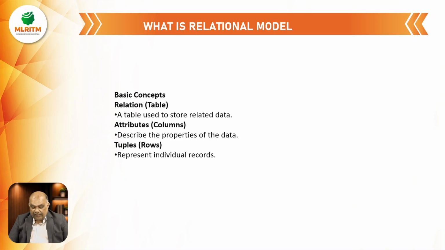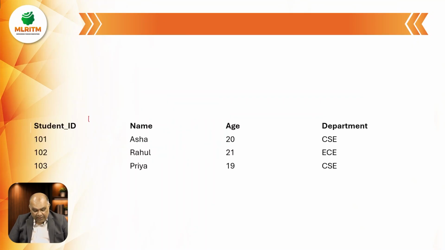What are the basic concepts of the relational model? The first basic concept is the relation. A relation is a table where we store the data. The second is the attributes, which describe the properties of the data, like student ID, student name, student age and email ID. What is a tuple? It represents an individual record. You see here, this is a tuple. In the tuple we have the information about the student ID, student name, age and department.